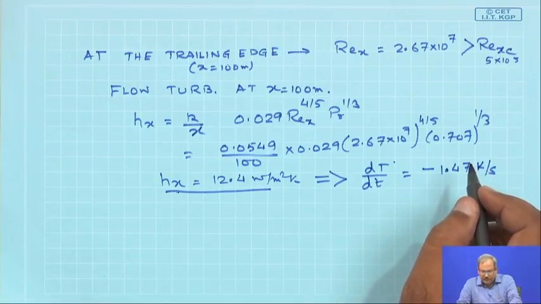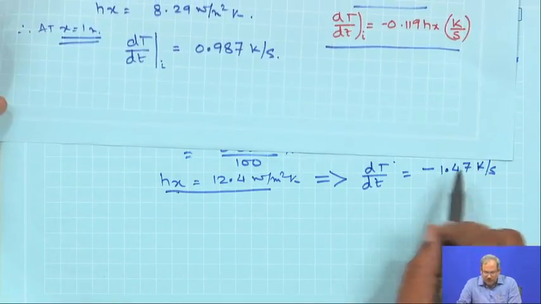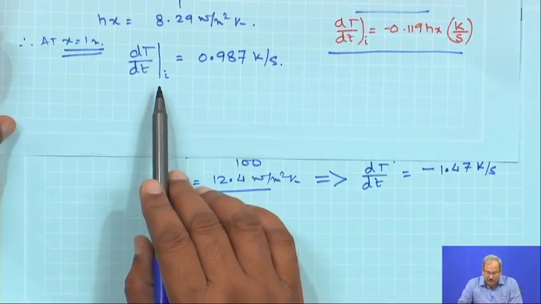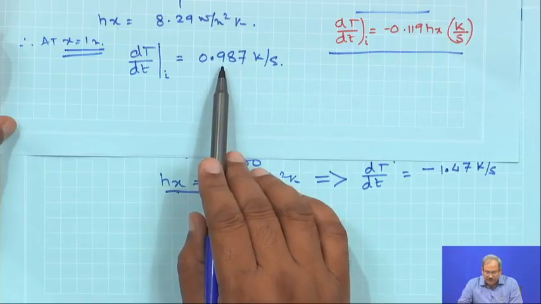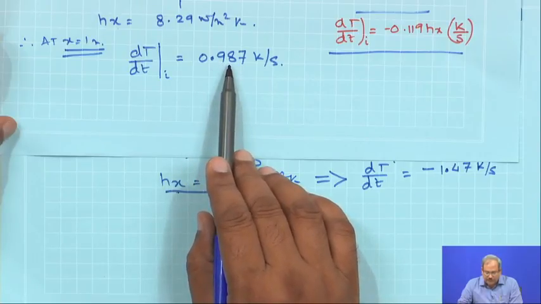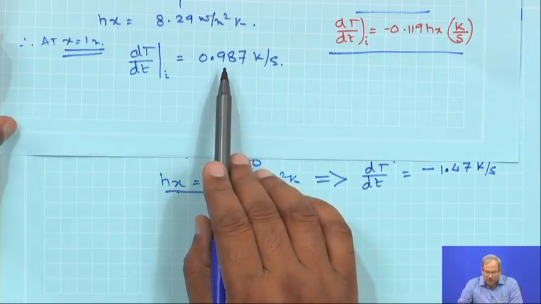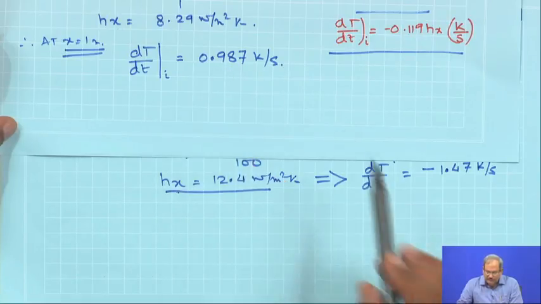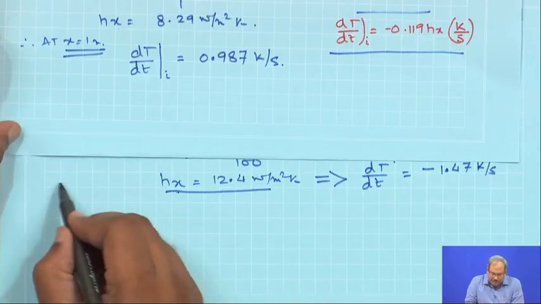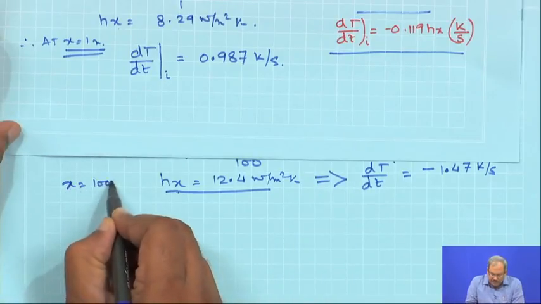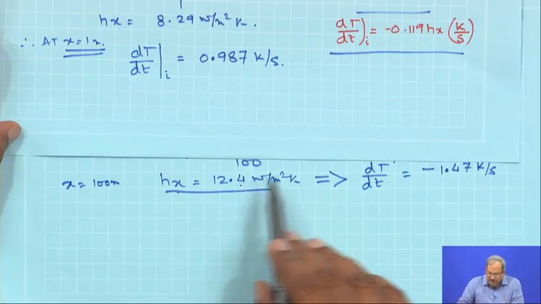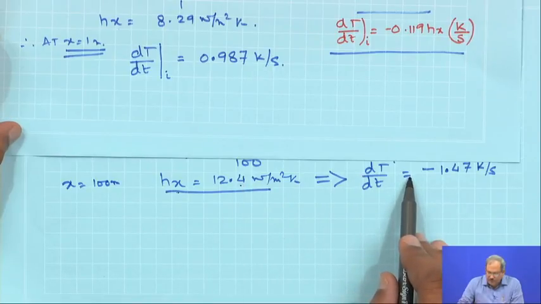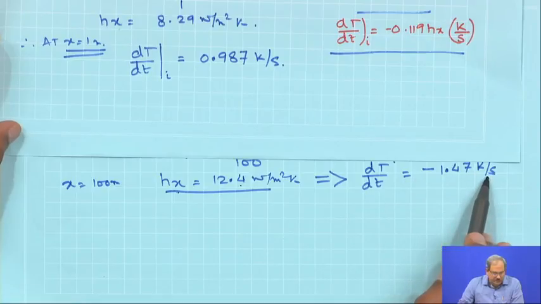Again, if you compare this value with the value that we have obtained at x equals 1 meter, since it is laminar, the heat transfer is less, and therefore, the rate of drop of the temperature of the steel strip is going to be less as compared to at x equals 100 meters, which is turbulent, leading to a higher value of Hx and a higher value of the temperature drop with time.